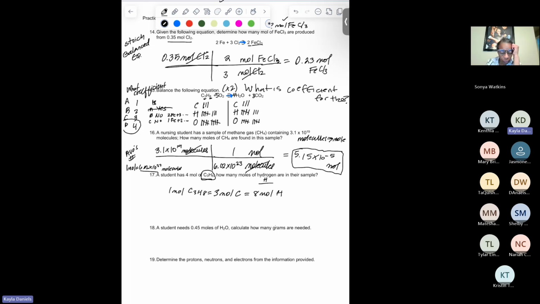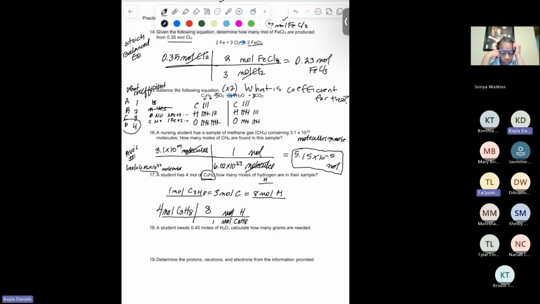Okay, so I'm going to start with my given 4 moles of this entire compound. Now I want to get just moles of hydrogen, so I'm going to put moles of C3H8 on bottom and moles of just hydrogen on top. For every 1 mole, I'm getting that from right here, there's 8 moles of hydrogen.